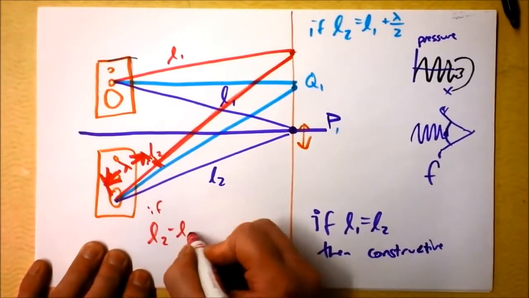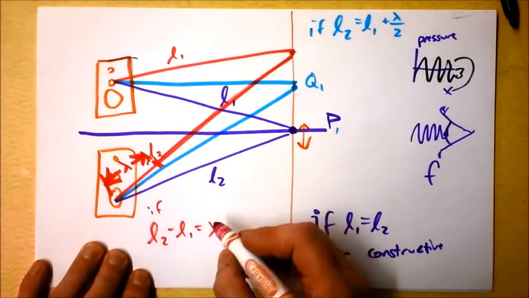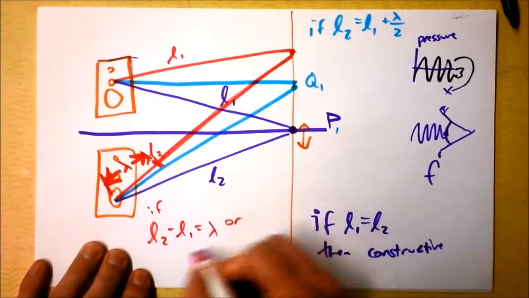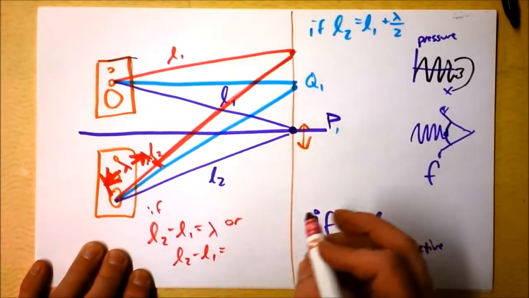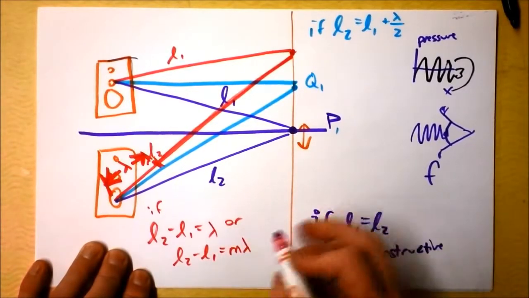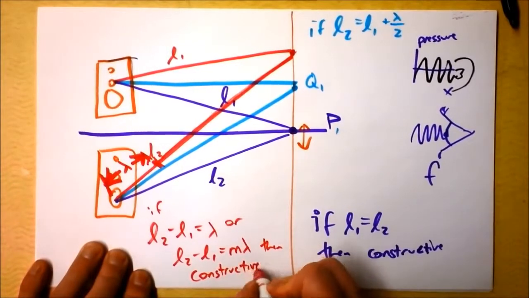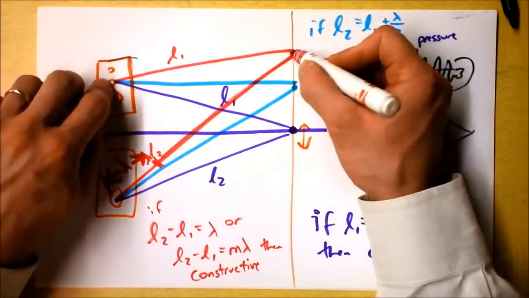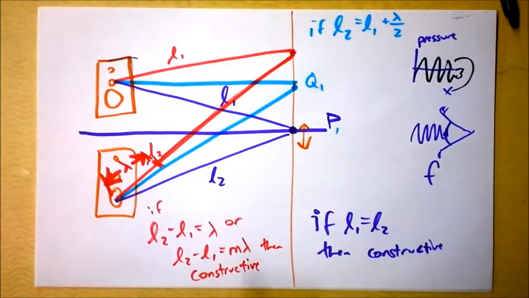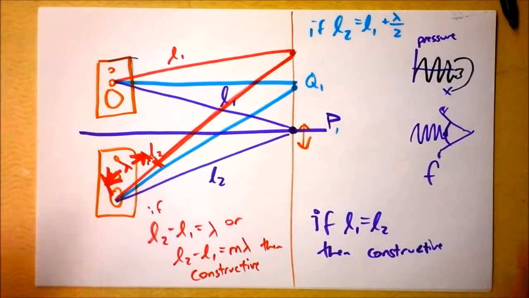L2 minus L1, if the difference in path length is equal to a wavelength, you see, it's not just one wavelength, it could be 3 or 4 or any integer number of wavelengths, then constructive interference. That would be a crest from this speaker hitting this location at the same time as a crest from this speaker hits that location. Because if they're in phase and they're monochromatic, then we're going to get constructive interference. I don't care whether you're talking about ocean waves or light or sound, it's all going to be the same.